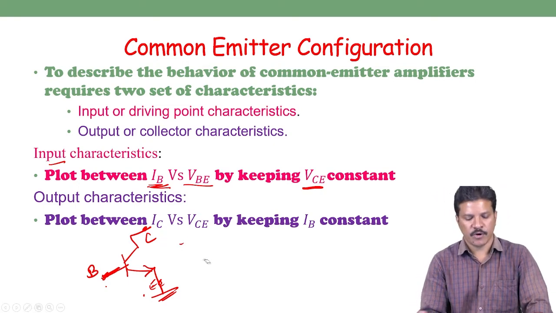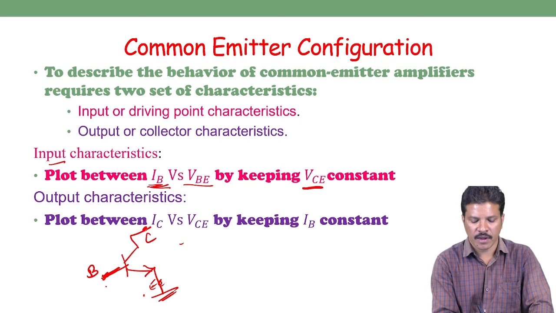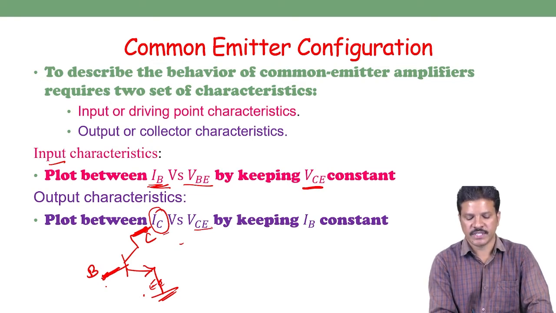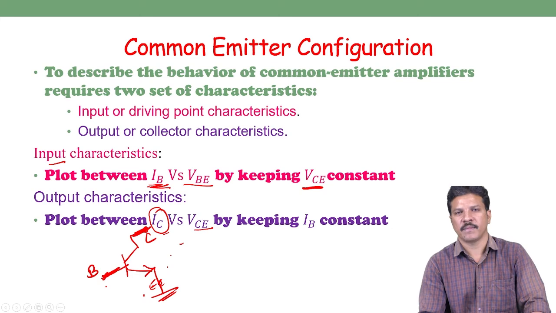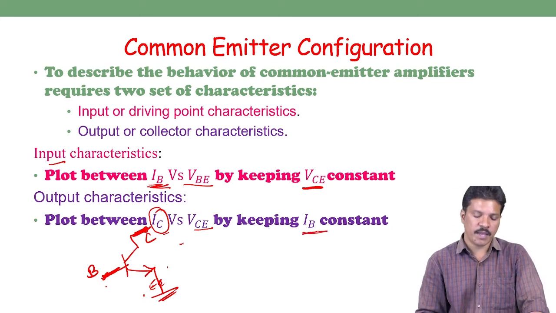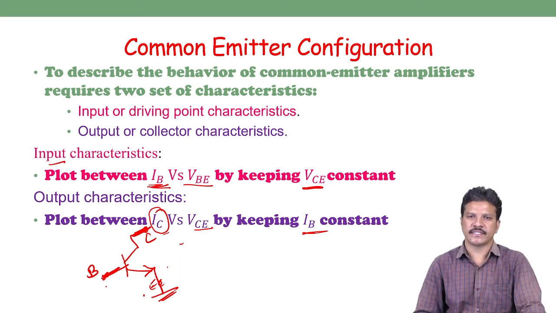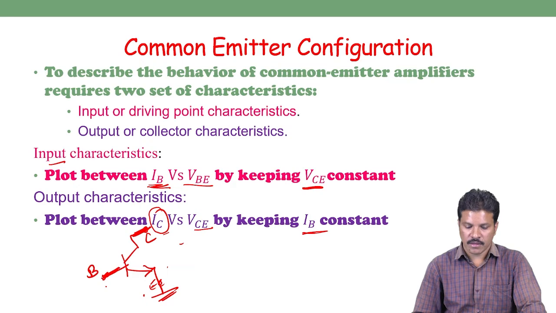Output characteristics is a graph between output current and output voltage. The current flowing in the collector, the output terminal, is IC. It is a graph between IC versus VCE, the voltage between the collector and emitter, keeping the input current IB constant. These are the definitions for input characteristics and output characteristics.